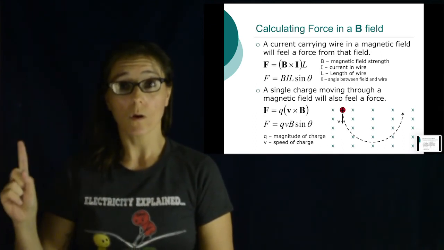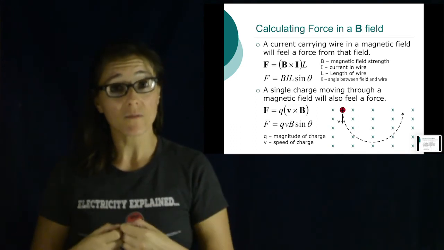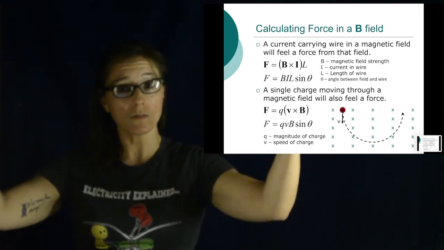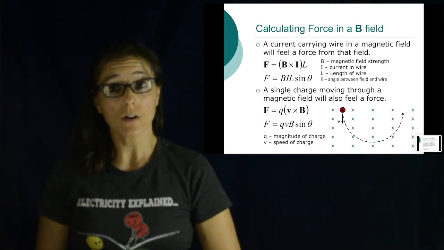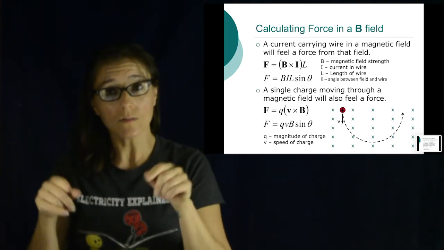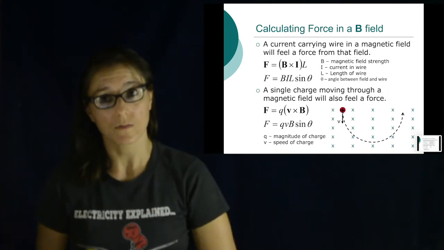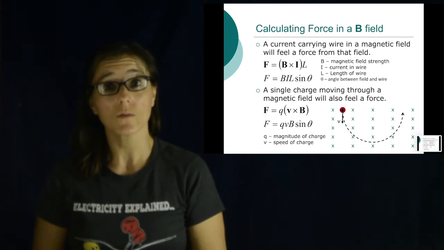Positive particles will go one way, negative particles will go the other way. More massive particles will be more difficult to turn, so they'll make larger circles, and lighter particles will make smaller circles. Heavy charges, not heavy charges, but large charges will make tiny circles, and light charges or lesser charges will make larger circles.